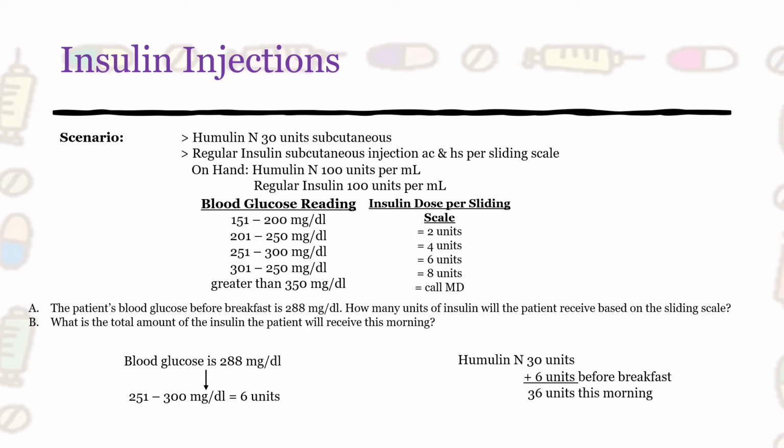Question A asks, the patient's blood glucose reading before breakfast is 288 milligrams per deciliter. How many units of insulin will the patient receive based on the sliding scale? Blood glucose is 288, which falls between 251 and 300 milligrams per deciliter, which means we will be giving 6 units to our patient.